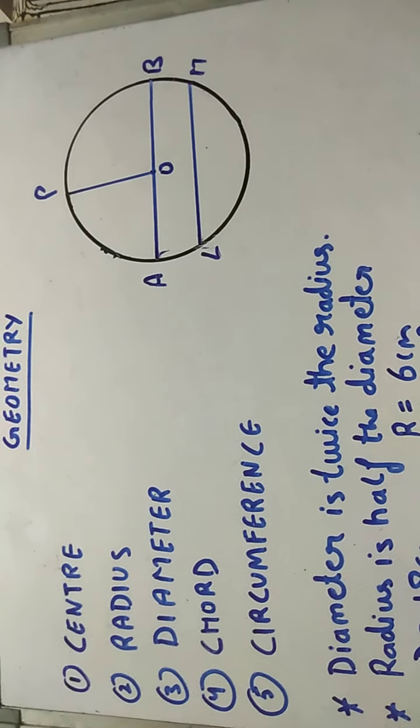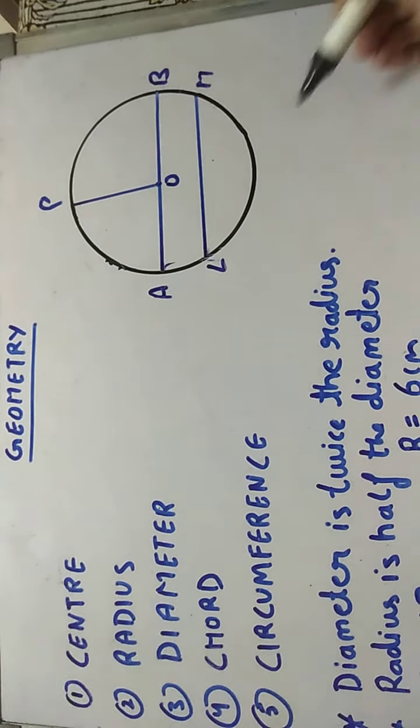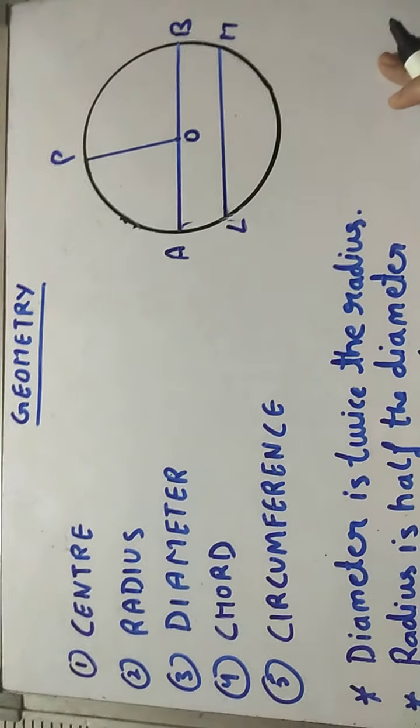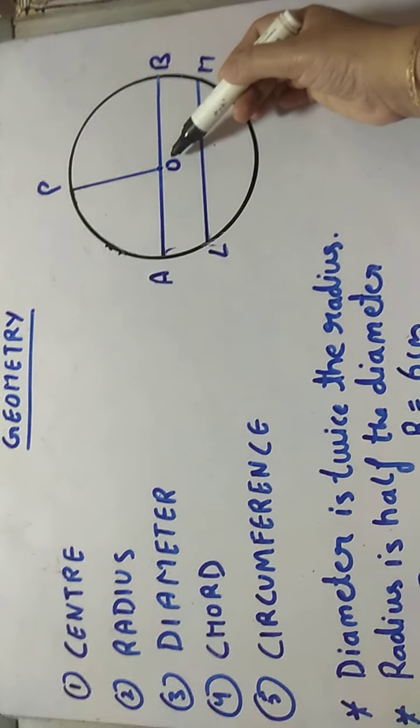So let us see, you can see this figure. In this figure you can see various line segments. So we are going to start with the most important part of a circle, which is the center. So this point O is the center.